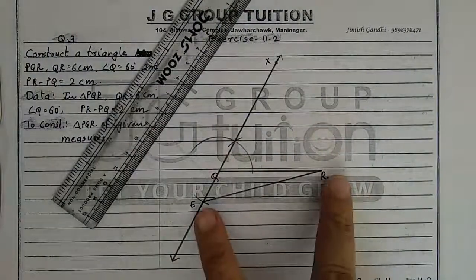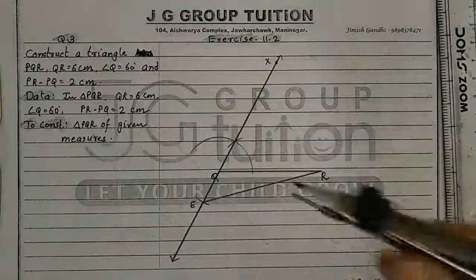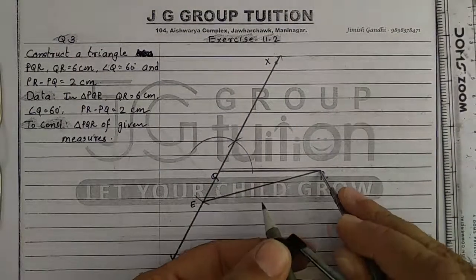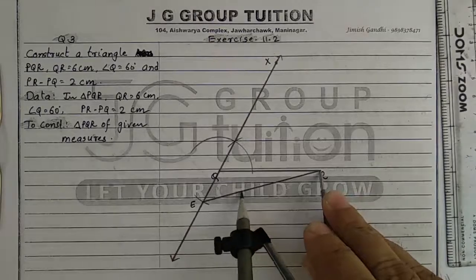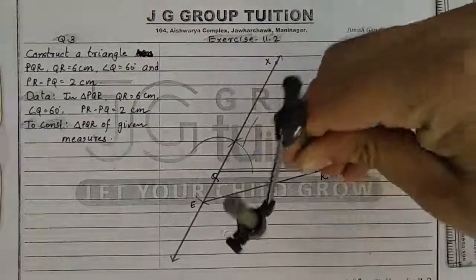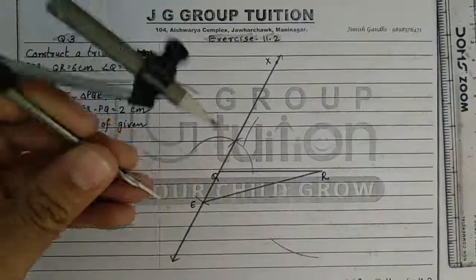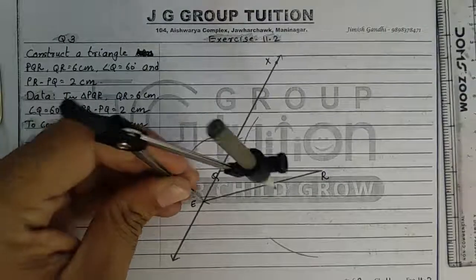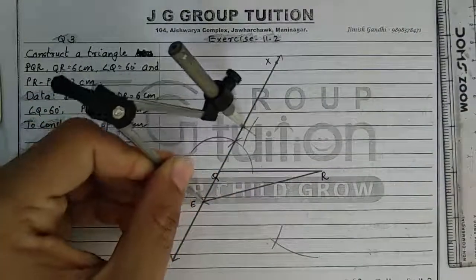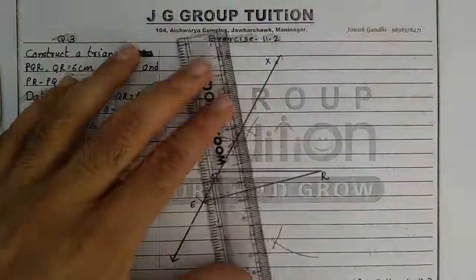Now we'll construct the perpendicular bisector of ER. For that we should take the length of the radius more than half of ER. One arc on the upper side of ER, one arc on the lower side. We should keep the same radius. From the other point E, we should draw the arc on the upper side and lower side, which must intersect the previous arcs. Join this.